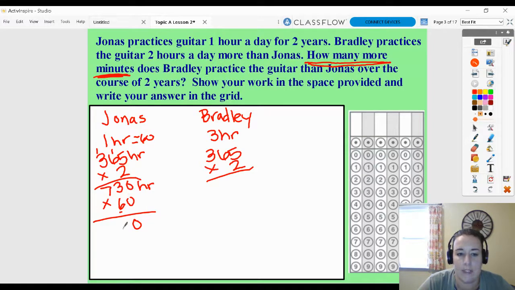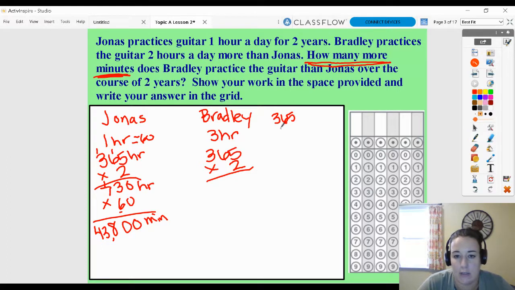So 0 times 6 is 0. 6 times 3 is 18. Carry the 1. 7 times 6, 42, 43. So we end up with 43,800 minutes. Now we've got to go over to Bradley. Now Bradley practices 3 hours in 1 year, or a day for 1 year. So let's figure that out.